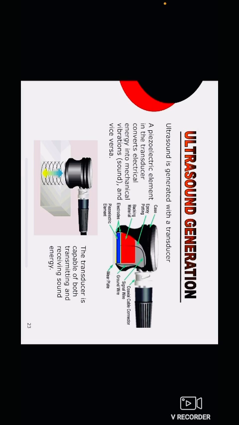In the transducer, they use a case, epoxy coating, backing material, which is in red color, electrodes, which are on the outer side of the transducer, piezoelectric element, which is in blue color, a wear plate at the bottom, and ground wire, signal wire, and coaxial cable connector. The transducer is capable of both transmitting and receiving sound energy.